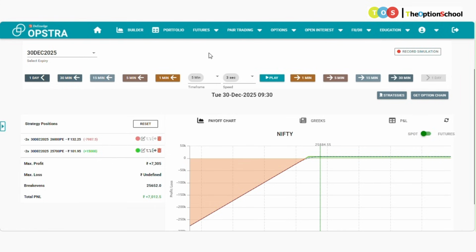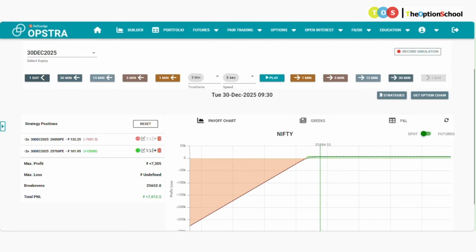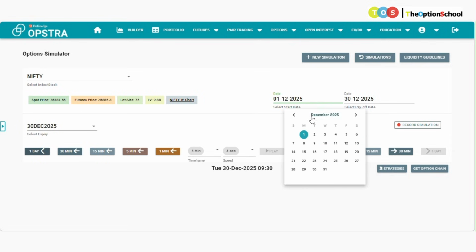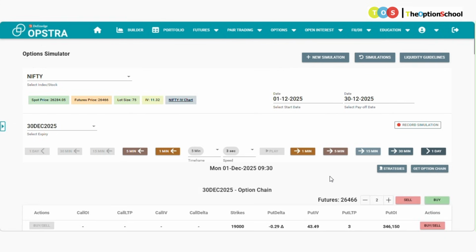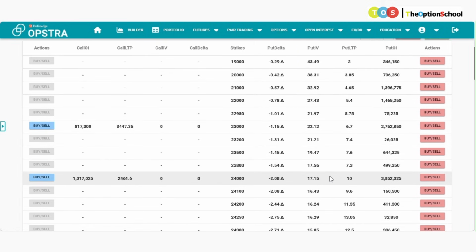Let us see now a slightly hard adjustment compared to this, with the same month. In this case let me reset this and again go to 1st December. I am not recommending any such adjustment, but it is purely for learning purposes. You can use these concepts in your trades if you are comfortable.